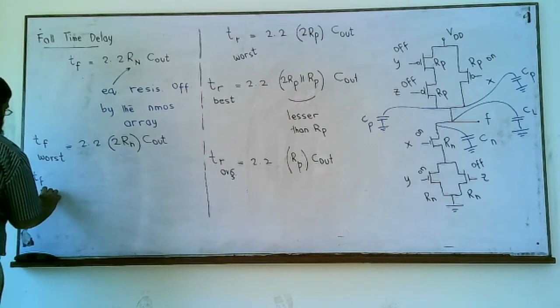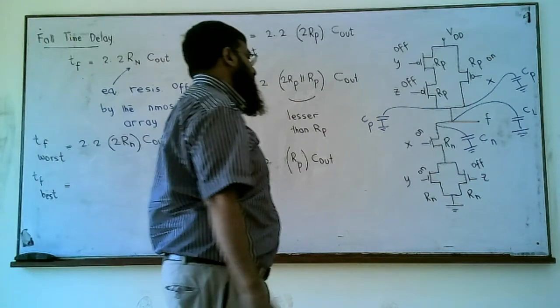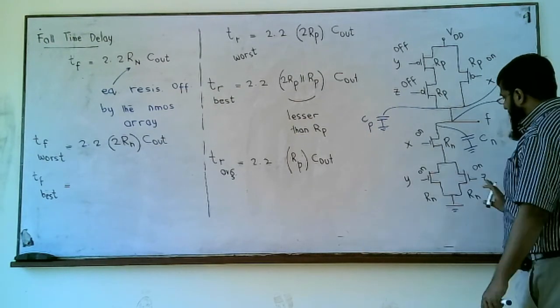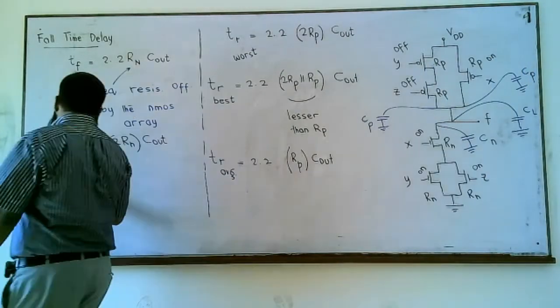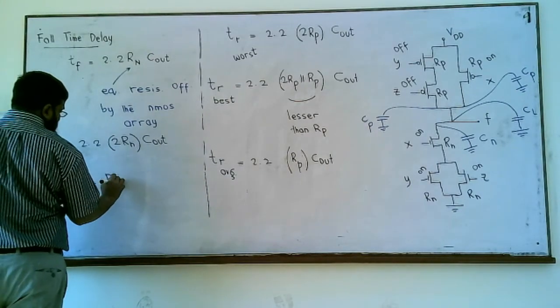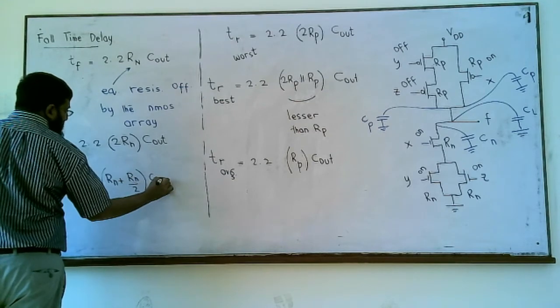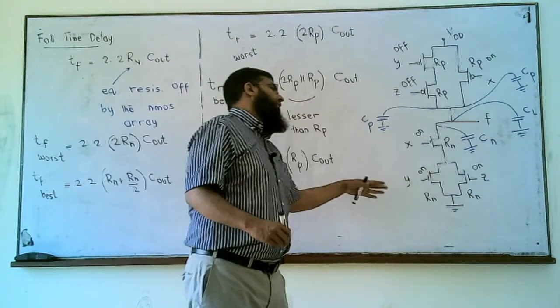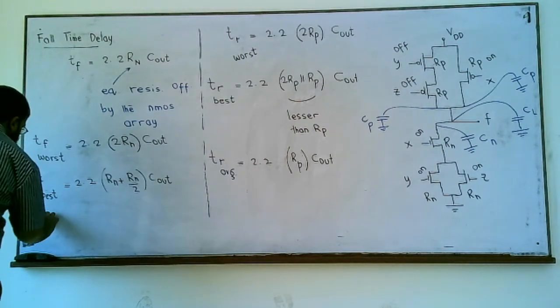The best case delay would be when we have all these transistors on. When we have all these transistors on, these 2 transistors give Rn by 2 plus Rn. Why is it Rn by 2? Because we have 2 NMOS transistors connected in parallel having resistance Rn and Rn, and Rn in parallel with Rn is Rn by 2. Tf best is this.